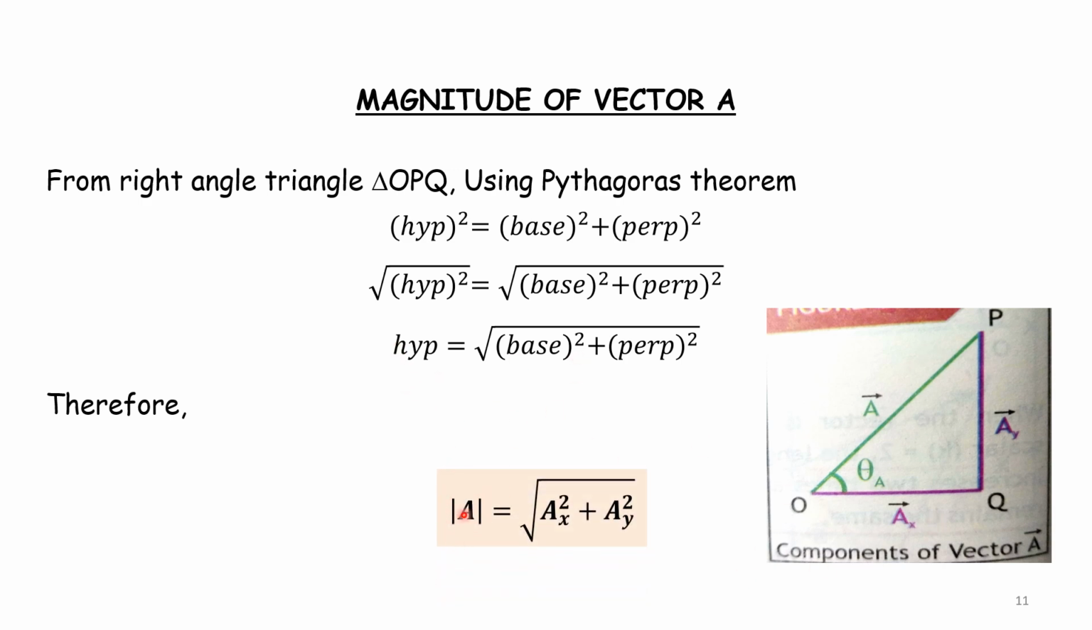I can write it as simple A, or if I want to represent magnitude, it can also be represented by two lines, which is known as mod of A. And base is Ax square, perpendicular is Ay square. So if I know Ax and Ay from the last equation, which is Ax equal to A cos theta and Ay equal to A sin theta, when I calculate Ax and Ay and substitute here, I can get the magnitude of A.